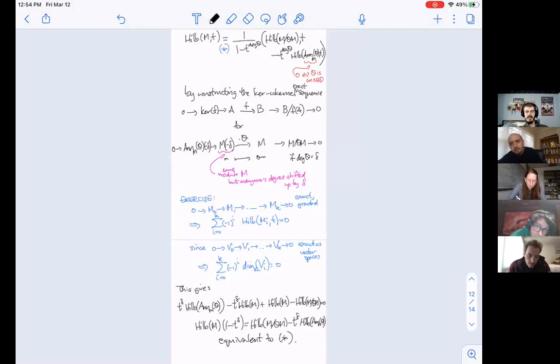Everybody okay? All right, not very homological, but it's just keeping track of what happens when you multiply by theta and what it does to Hilbert series having to do with the annihilator. Questions?